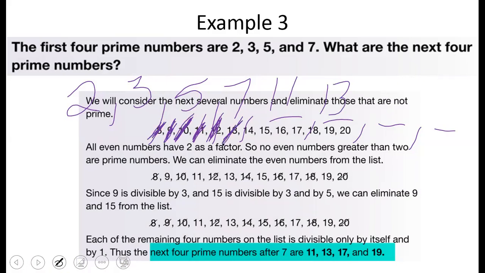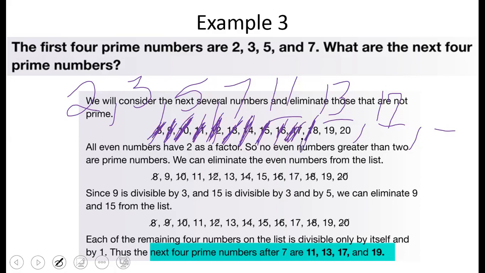14 can be divided by 7 and 2. 15 can be divided by 3 and 5. 16 can be divided by 8 and 2 and 4 and 4. So that doesn't work. 17 can be divided by 17 and 1. Oh, only 17 and 1. So that's going to be a prime number. 18 can be divided by 9 and 2.